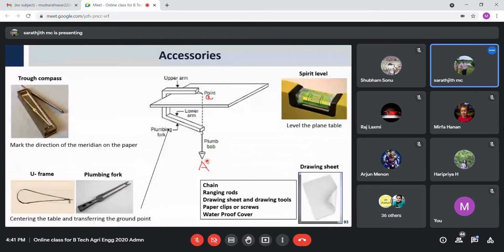Do you know what is a plumb bob? Anyone, please? Anyone know which is a plumb bob? What is a plumb bob? Sir, am I audible to you?